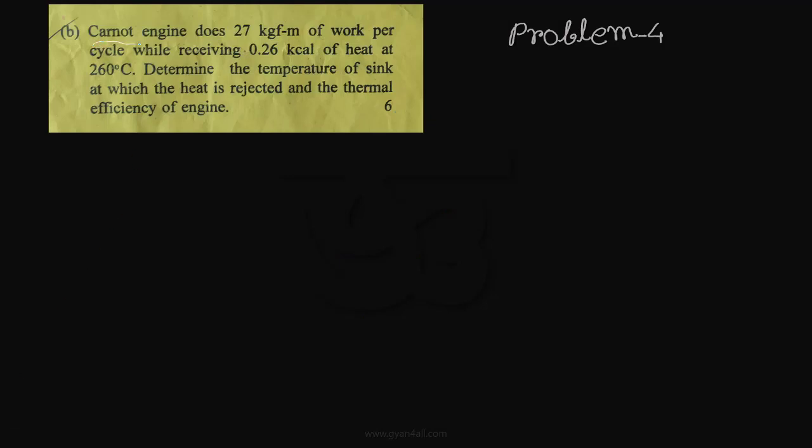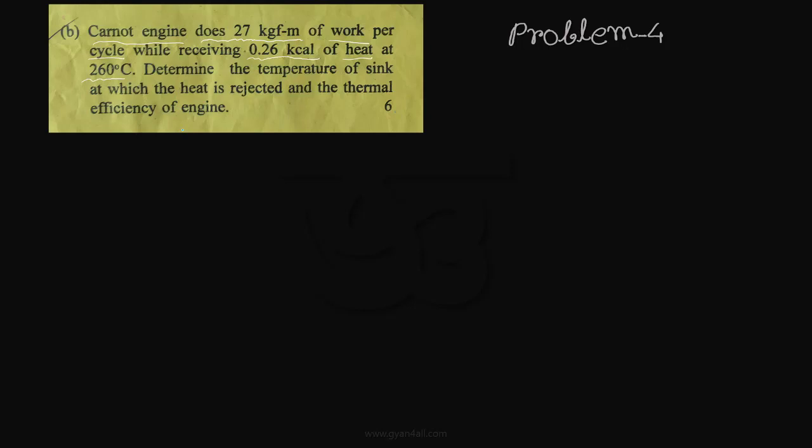A Carnot engine does 37 kg force meter of work per cycle while receiving 0.26 kilocalorie of heat at 260 degrees centigrade. Determine the temperature of the sink at which the heat is rejected and the thermal efficiency of the engine.